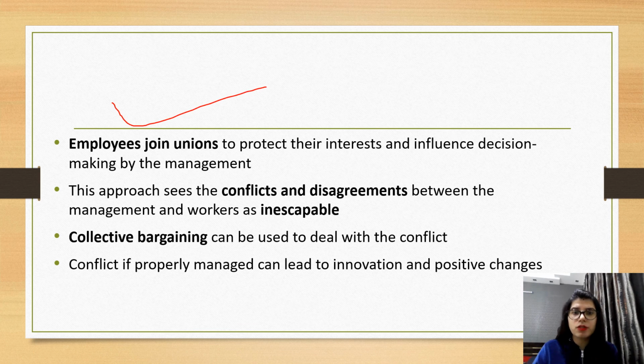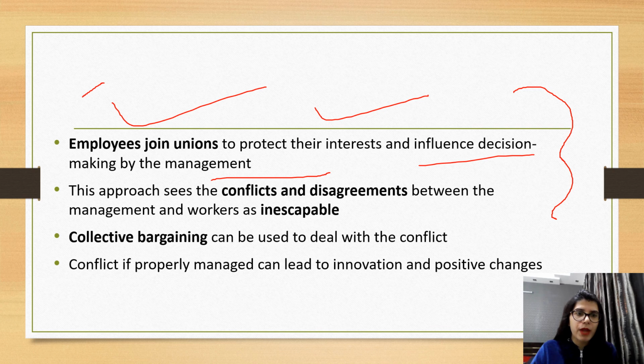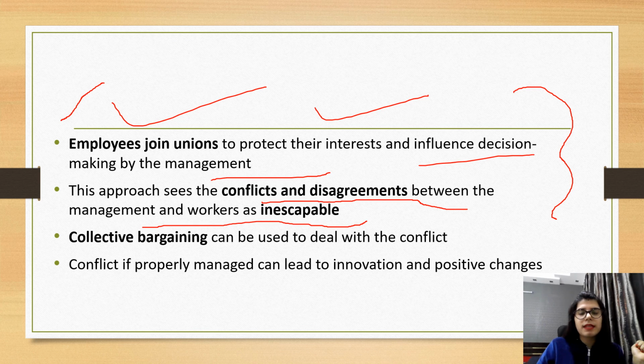So they join unions to protect their interests and influence decision making by the management in pluralistic approach. So here also we are discussing the pluralistic approach. So employees join trade unions to protect their interest and ताकि उनको decision making में भी say मिल सके, ठीक है? And this approach sees conflicts and disagreements between the management and workers as inescapable. Inescapable मतलब कि हम avoid नहीं कर सकते हैं. We cannot avoid conflicts and disagreements in the organization because they tend to arise due to conflicting interests. Okay, according to this theory.